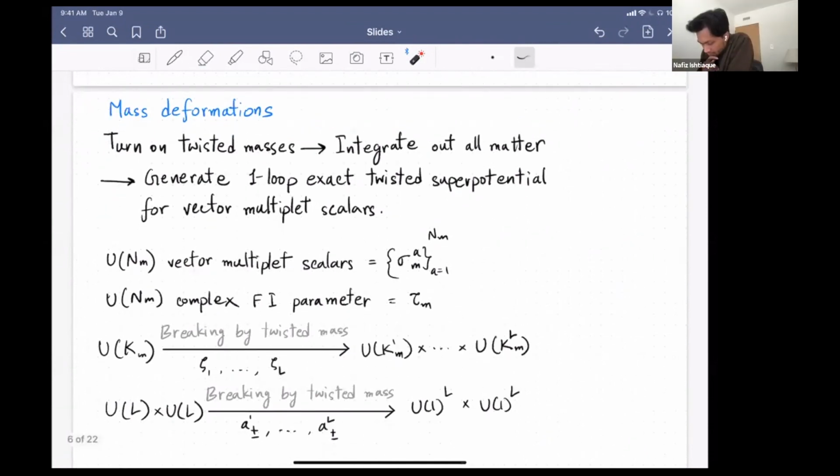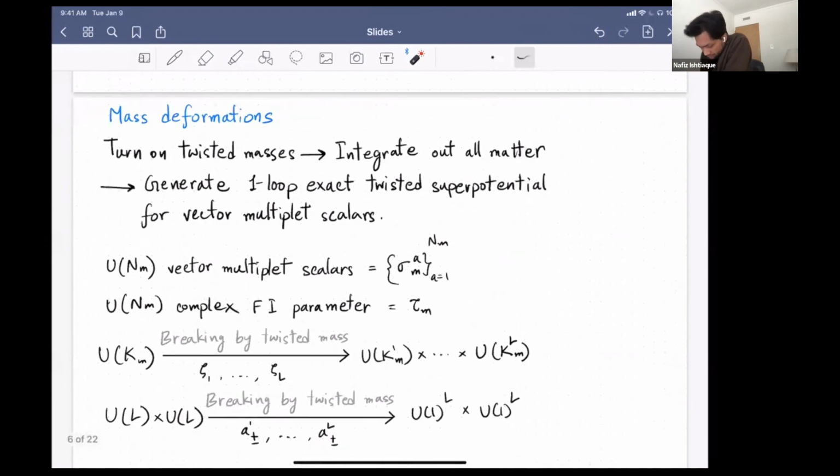Okay. So next, we're going to introduce some mass deformations to make all the matter massive. So this corresponds to turning on twisted masses for all the flavor symmetries. Then we integrate out all the matter. This generates a twisted superpotential for the scalar in the vector multiplet of the 2,2 theory. So suppose this is one of the gauge nodes, then the scalars in the vector multiplets corresponding to these gauge nodes I'm writing as sigma, where M labels the gauge node and A goes from 1 to N_M, for the generators of the Cartan subalgebra.